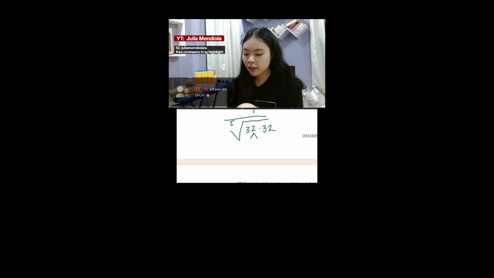Okay? So, how many 2's are in 32? That's 2 times 2 times 2 times 2 times 2. 4, 8, 16, 32. Okay? So, basically, 32 is 2 raised to 5 times 2 raised to 5. So, kung dalawang 2 raised to 5, ang pwede ilabas.